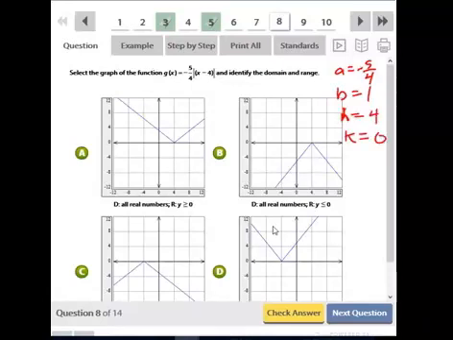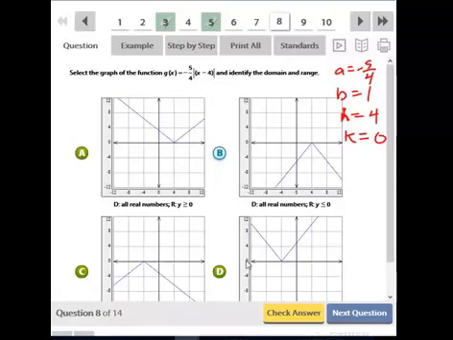So since A is negative, we're looking for an absolute value function that has flipped over the x-axis. It should be facing down. I'm also looking for one that has the vertex at (4, 0), which there's only one that's possible, and that's going to be B.